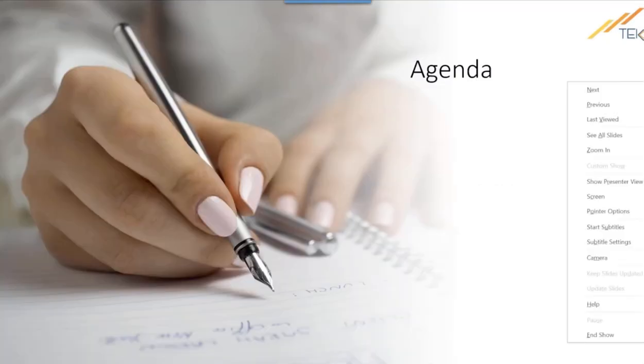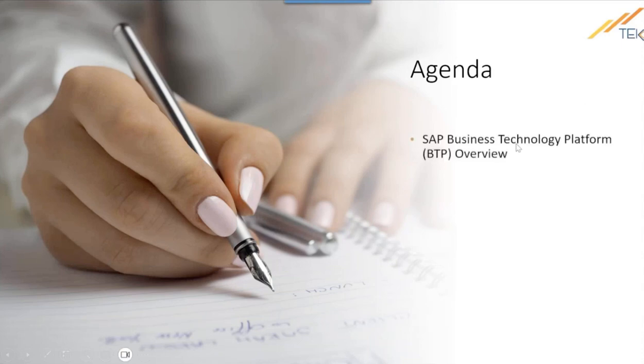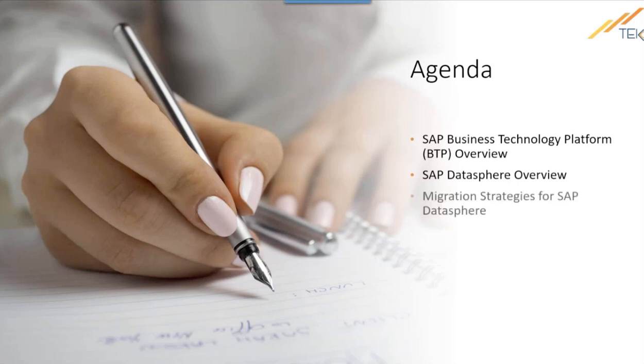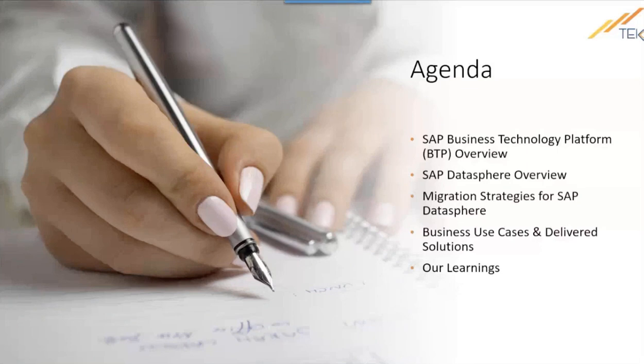So today, we've got a short agenda. First, we'll give a quick overview of BTP, or SAP's Business Technology Platform. Then we'll go into a component of BTP, which is Datasphere, and give an overview of that. We'll talk about migration strategies for SAP Datasphere, our business use cases and delivered solutions, our learnings, and lastly, our co-innovation workshop.